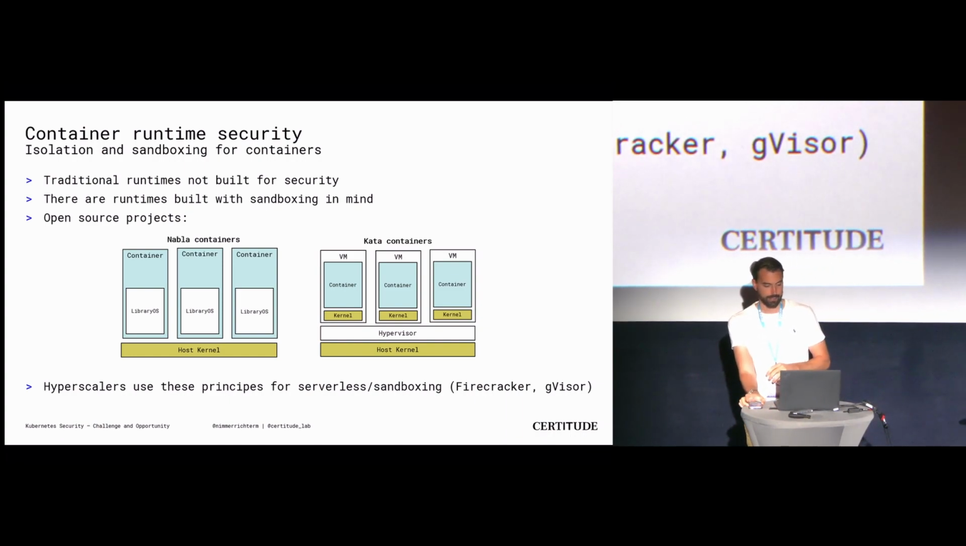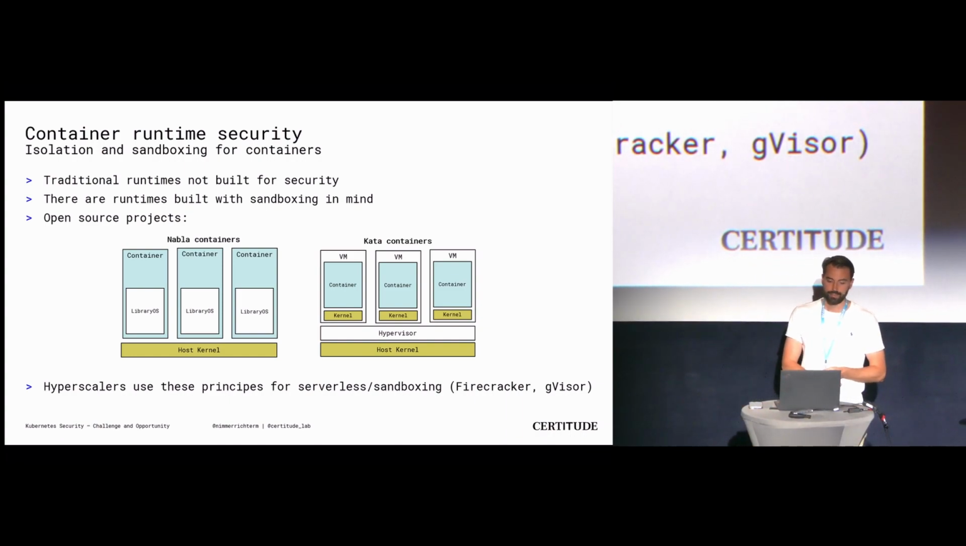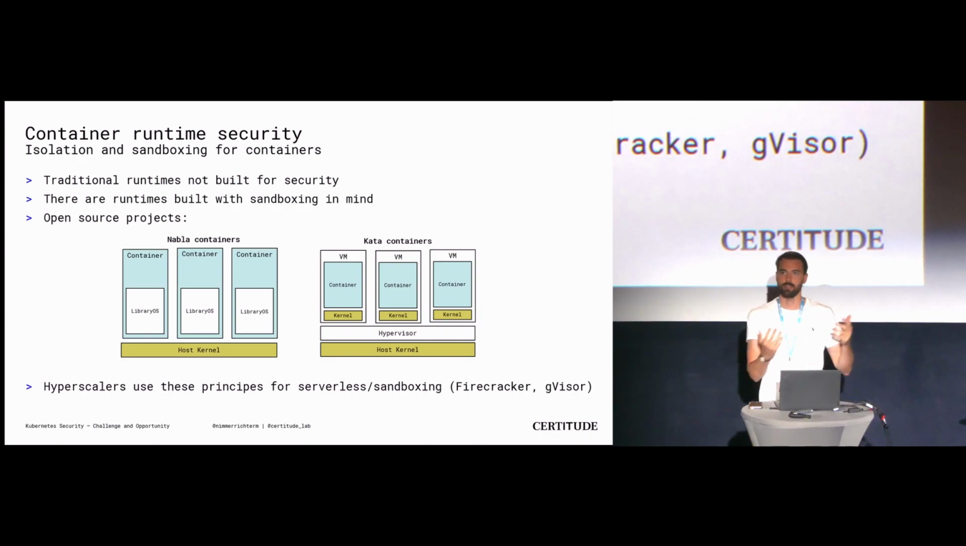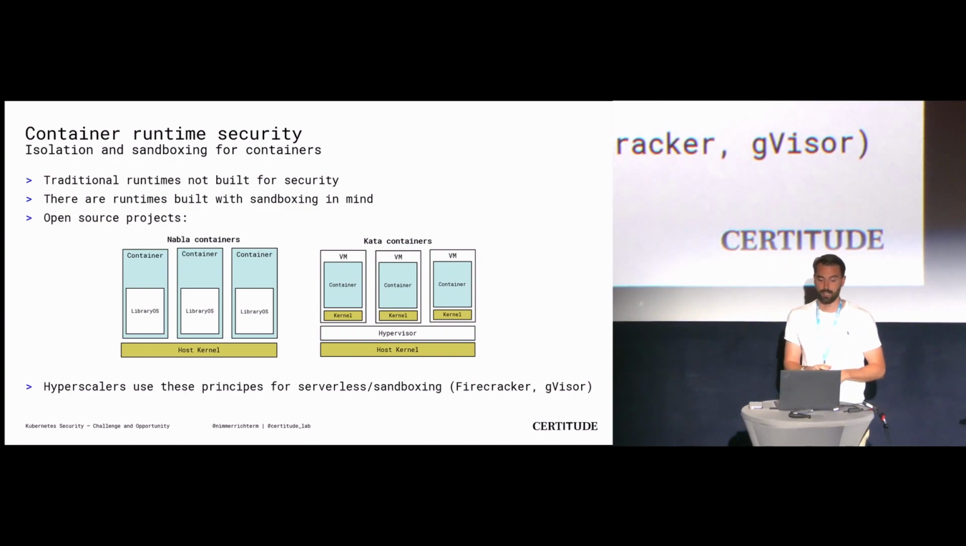But how to prevent that? With traditional runtimes like CRI-O or Docker, our containers, as you know, are just processes with certain kernel features enabled, like kernel namespaces, cgroups, seccomp profiles, SELinux and these sorts of things. So it's basically just a process with some kernel security features on top of that.